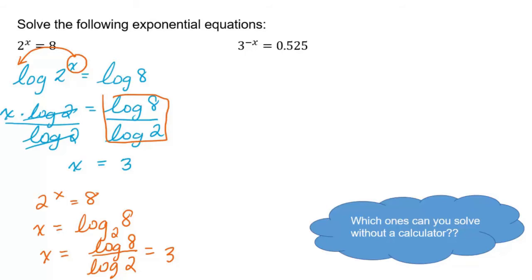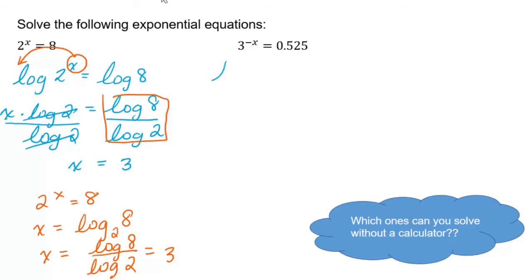Let's try the first strategy again for the second question. We have 3 to the power of negative x is equal to 0.525. This is one that doesn't have an integer answer, so we will have to use our calculators. Let's try taking the logarithm of both sides. Again, I'll take the logarithm to the base 10 of both sides, since I can use my calculator to evaluate these.